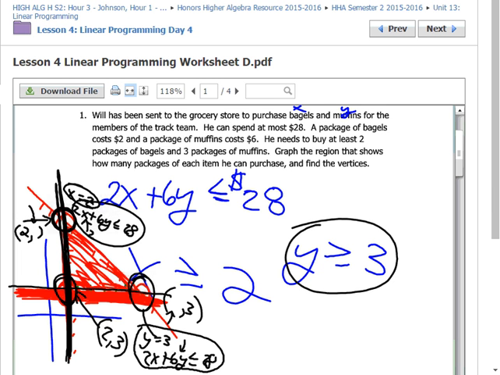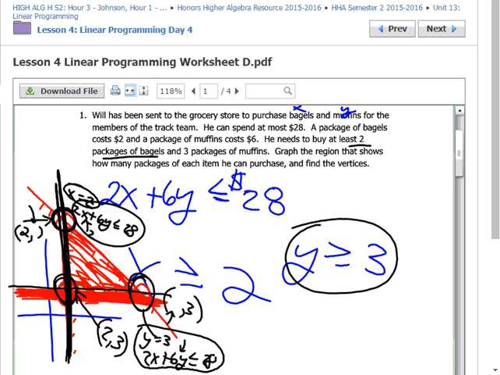What's the thing we've never used yet? You know what? They never even really say what they want maximized. But you tell me, if you're buying these packages of muffins and you've got 28 bucks, the goal is probably to buy the most stuff? Does that make sense? Okay. But they have some rules for you. Like you have to get at least 2 packages of bagels. Otherwise, you'd want to just buy all muffins or all bagels. Keep it simple. But they told you got to be at least 2 packages of bagels.